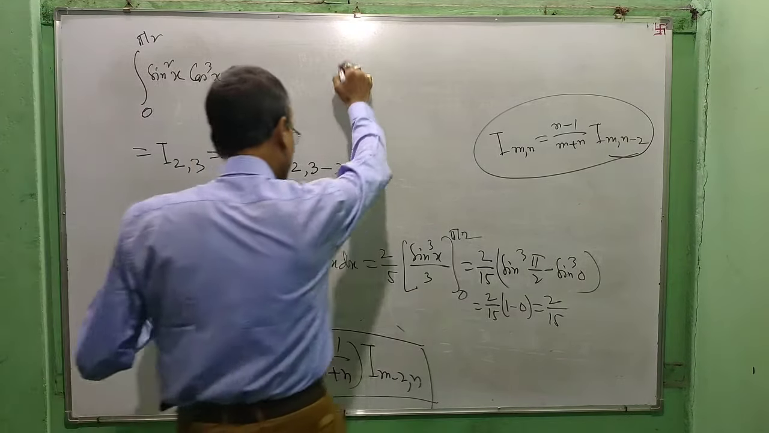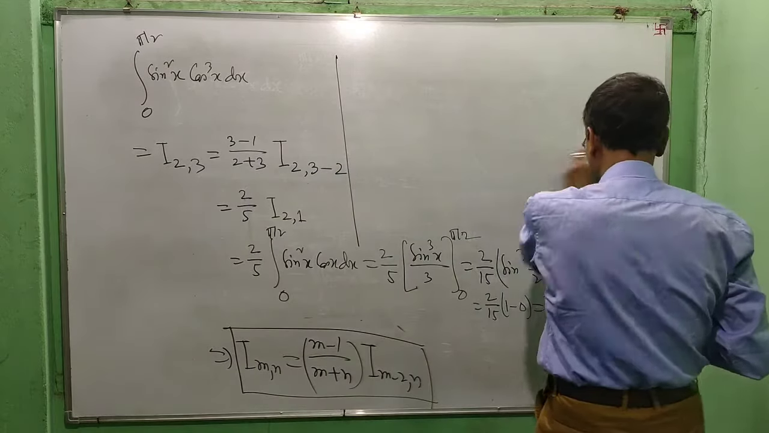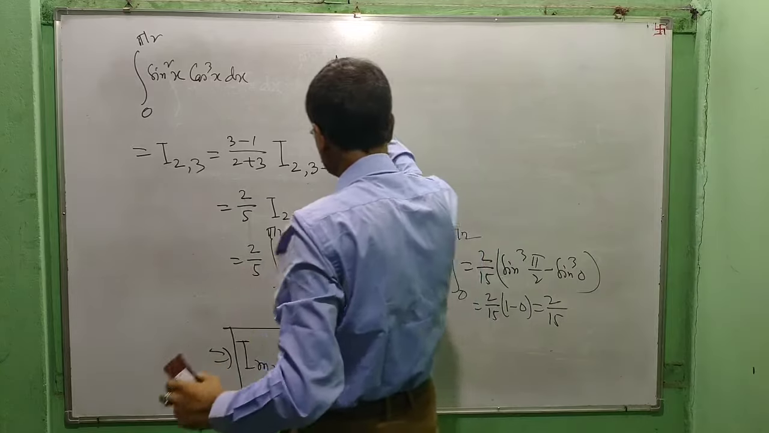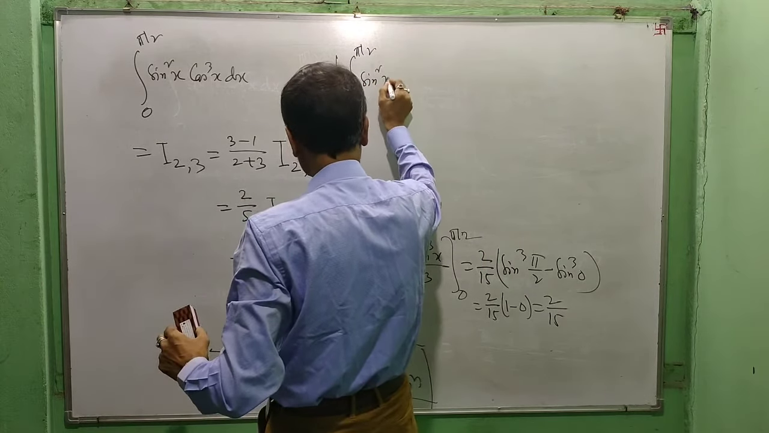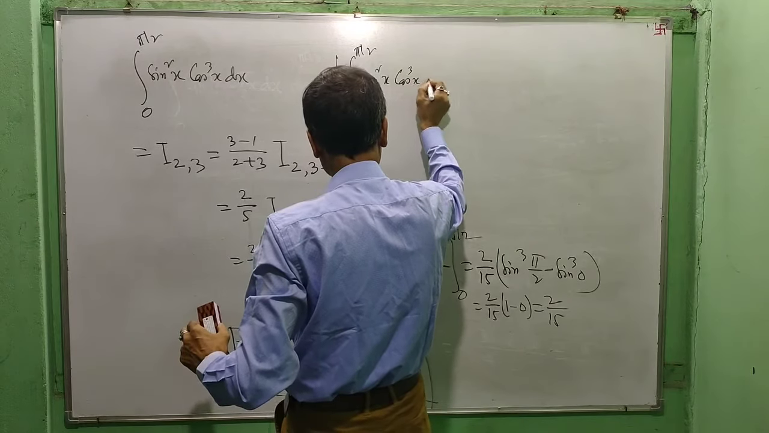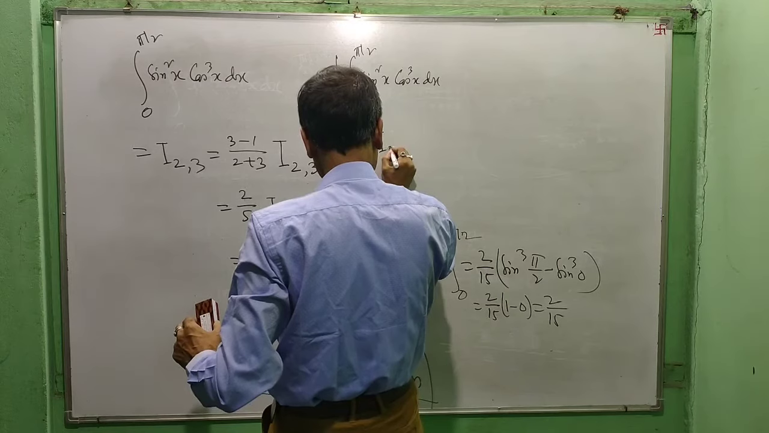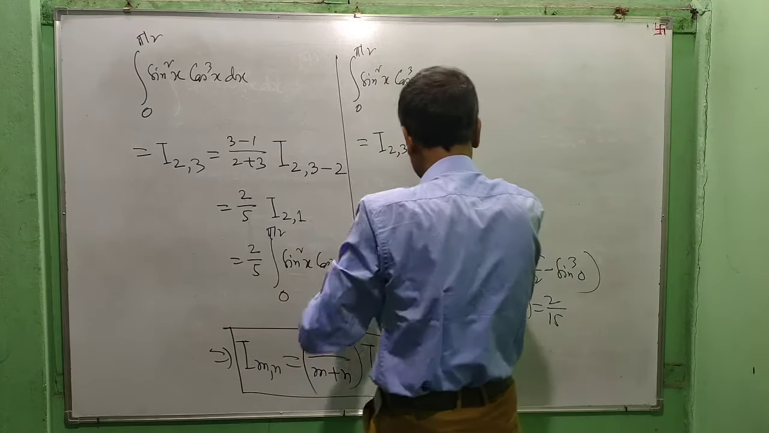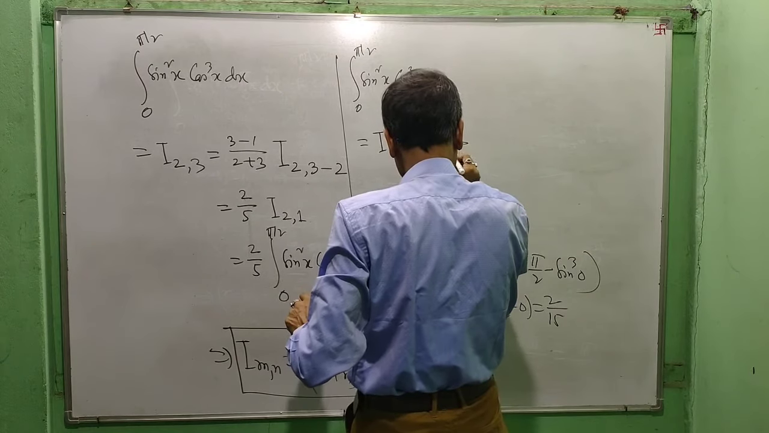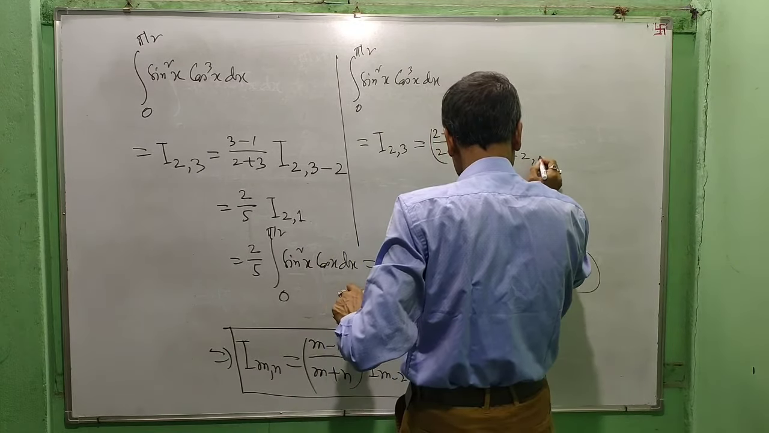If I want to prove this in another way, integration 0 to pi by 2, sin square x cos cube x dx. This is equal to I(2,3). You may write here (2 minus 1)/(2 plus 3) times I(2 minus 2, 3).